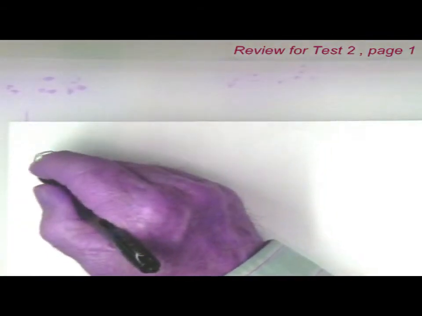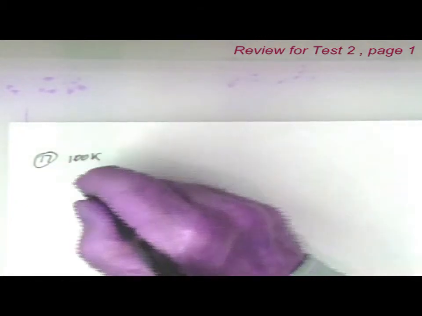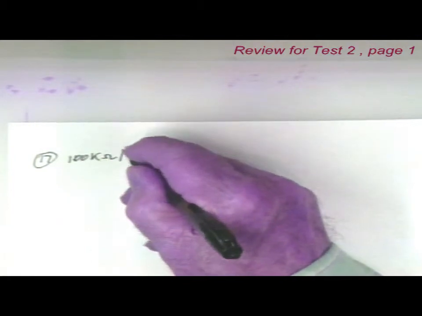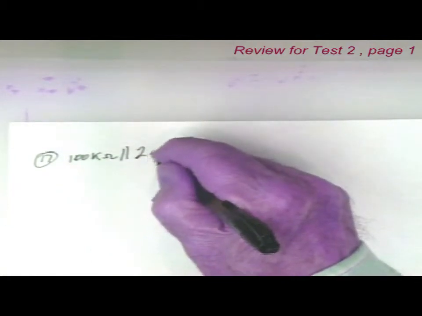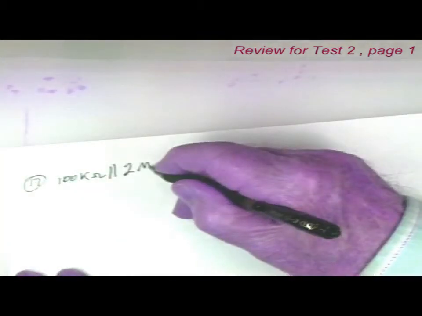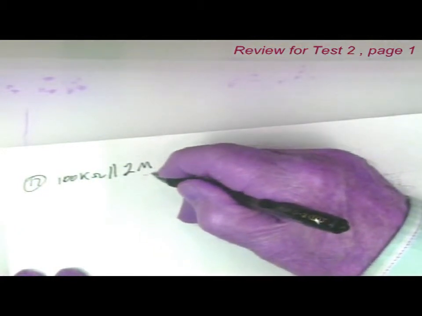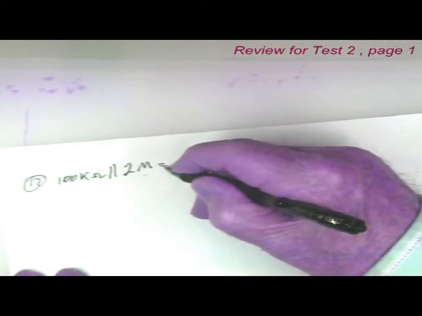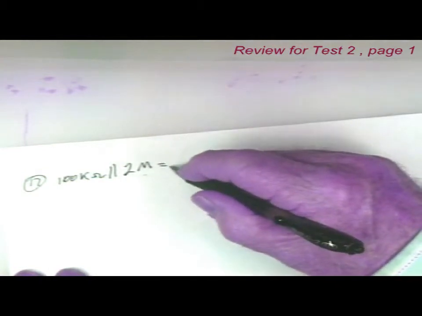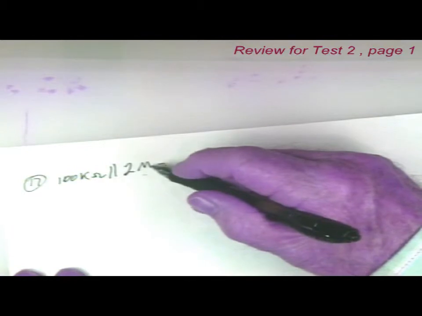Okay, number 17 on your list, and that's a 100 K ohm resistor in parallel with a 2 meg resistor. Now, notice here that this is a capital M. If that had been milliamps, it would have been a small m. But it's not milliamps, this is meg. And what do you think meg stands for? 10 to the 6, doesn't it? For million. 10 to the 6. Metric symbol for million here.